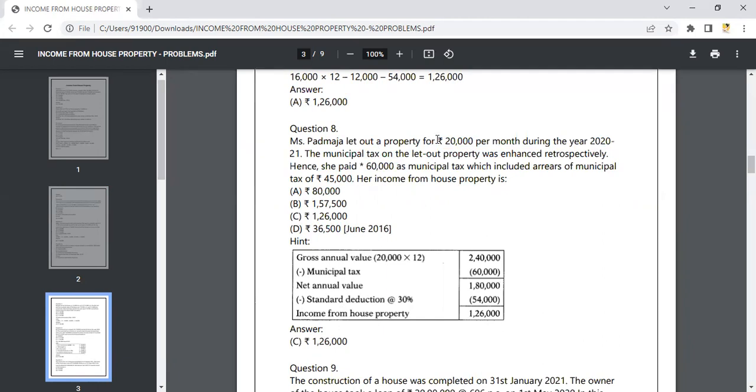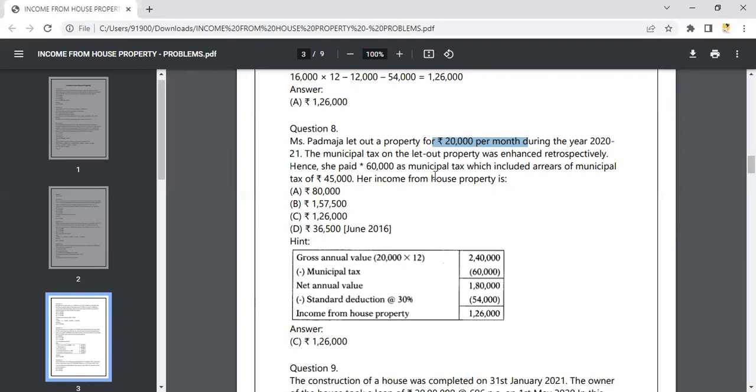So Padmaja has let out her property for 20,000 per month. And the municipal tax she paid was 60,000. And municipal tax in arrears was 45,000. So always remember, arrears you should not take. Municipal tax, whatever she is paying, that one you have to take.